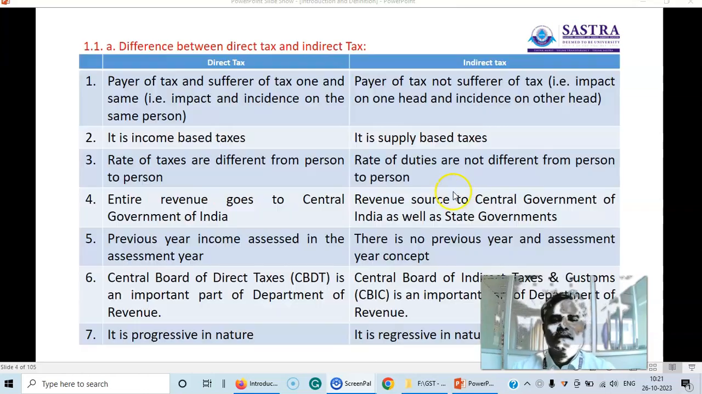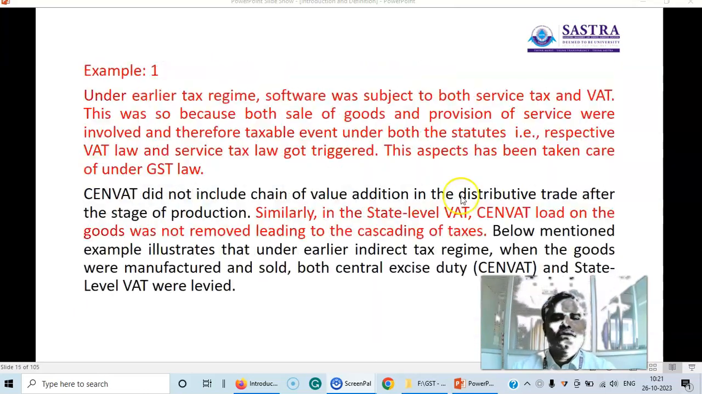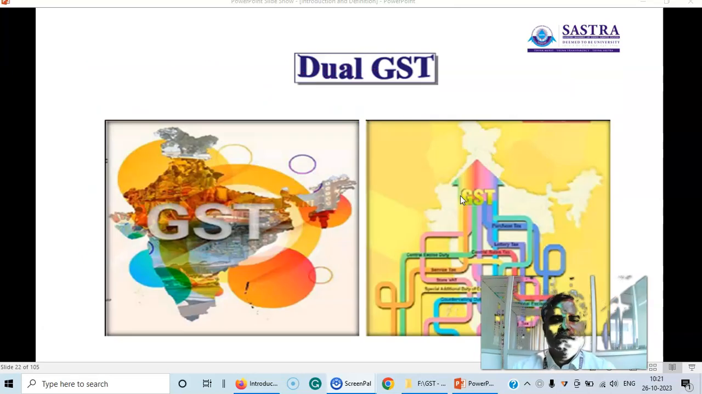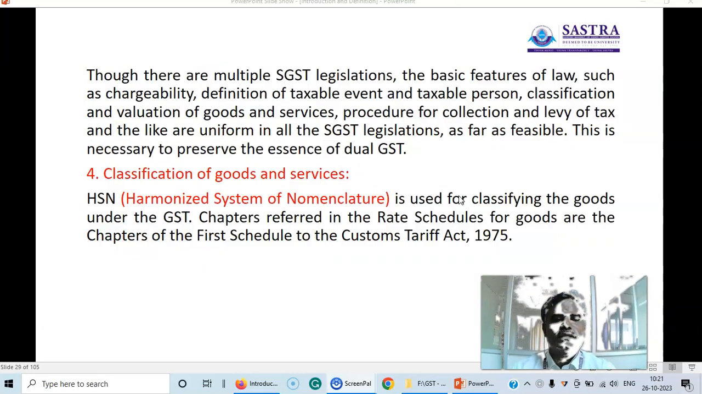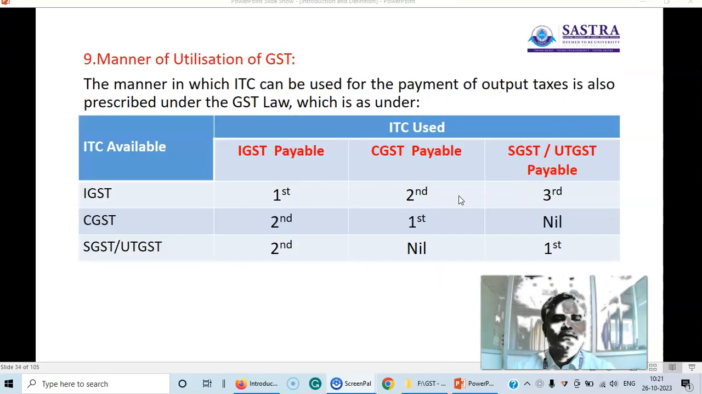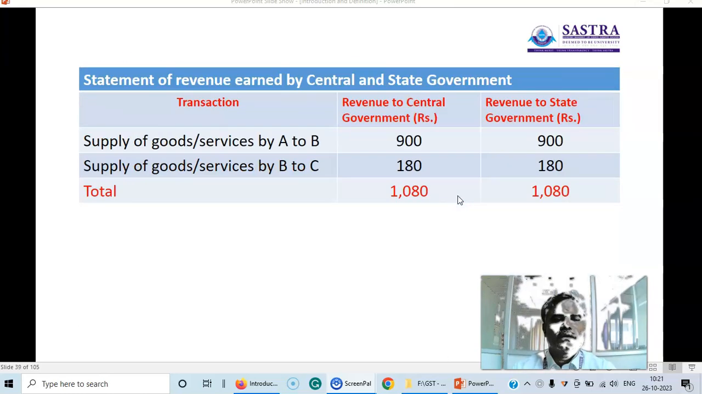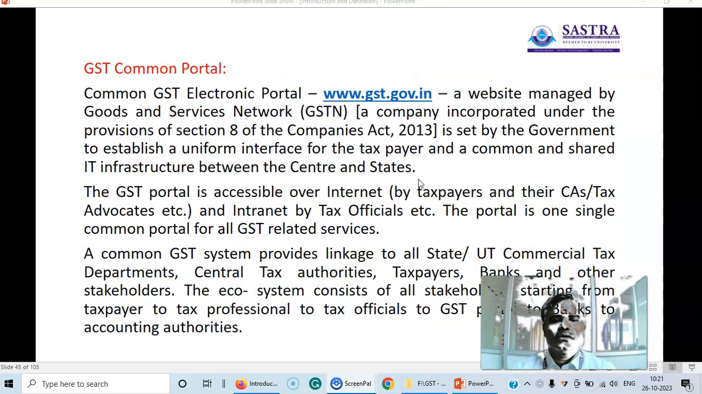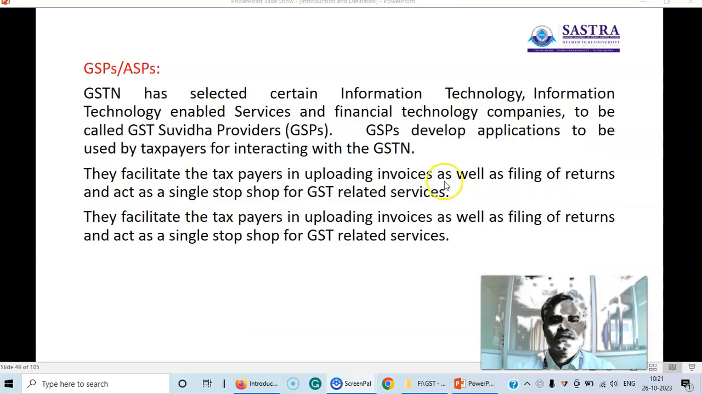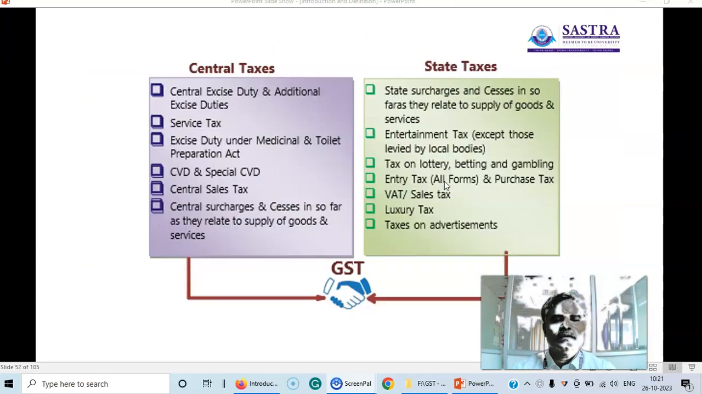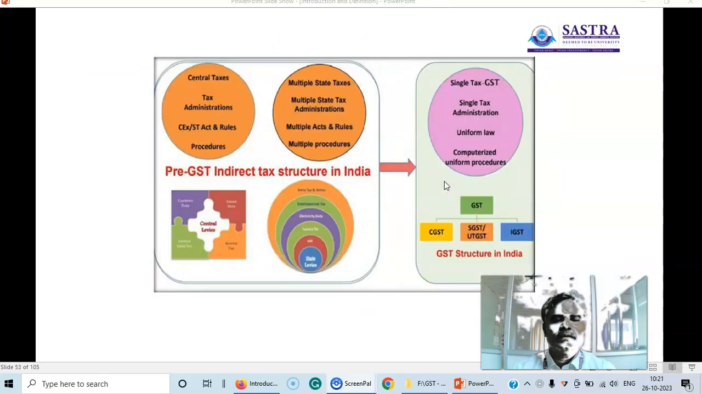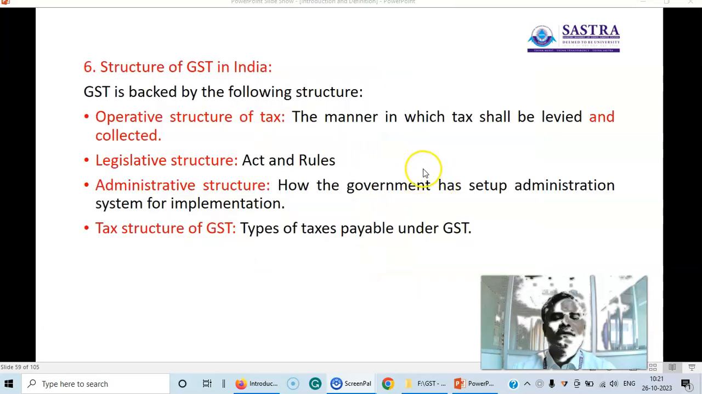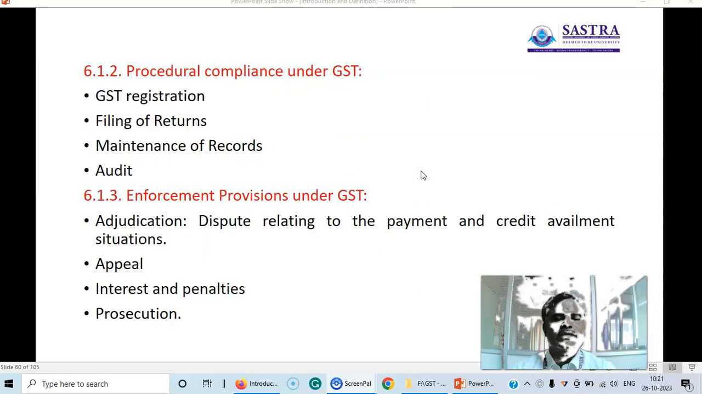Today, we are going to discuss some definitions of GST, because we have to know the meanings of some important terms like supply, time value of supply, registration, consideration, etc.